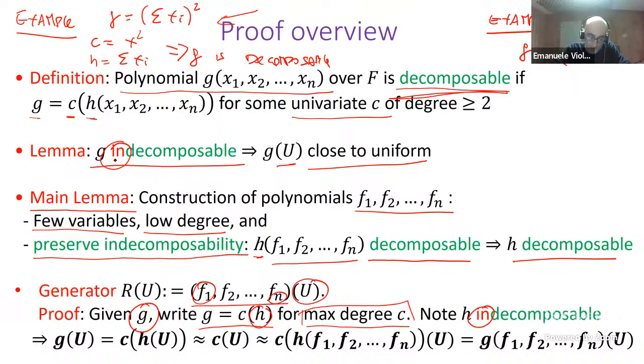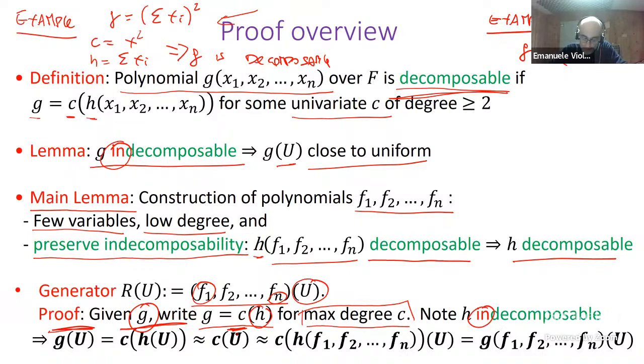But now I can apply this lemma here. If you think of g of u, I can write g as c of h of u, right? This is just writing. But because h is indecomposable, by the lemma, h of u has the same distribution as just u. It's just uniform. This is a key step.